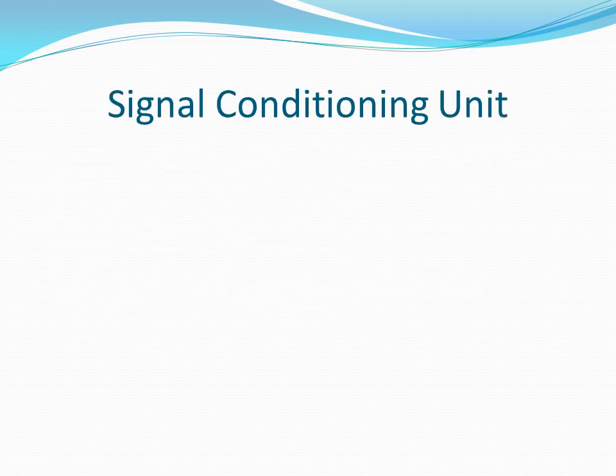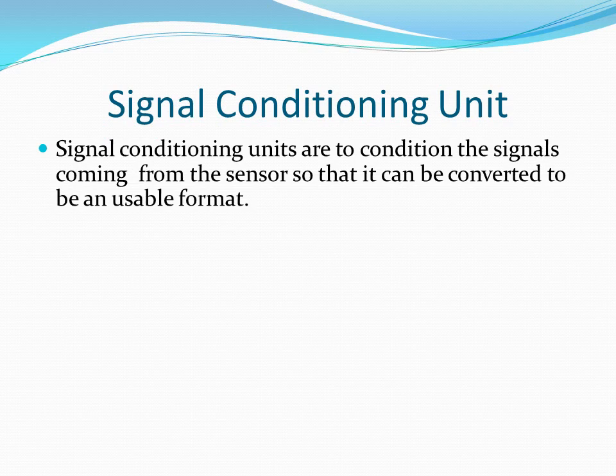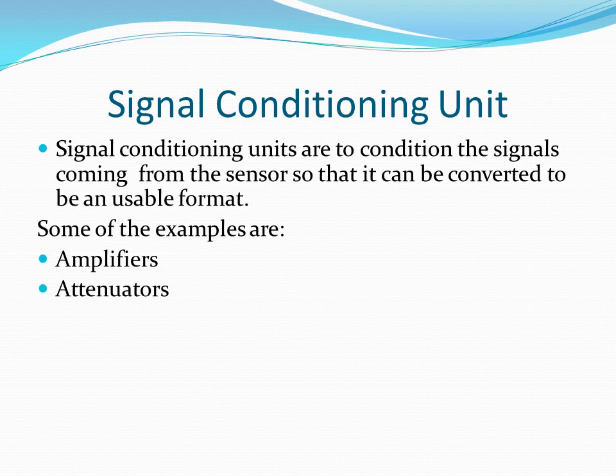We'll see what the signal conditioning units are. They convert the output of a sensor into a usable form. The signals coming from the sensor are converted into a usable format. Some examples of signal conditioning circuits are amplifiers, which increase the level of the signal, and attenuators, where the level of the signal can be decreased, and then filters. A filter takes one particular frequency range. For example, a low pass filter takes only low frequency signals, and a high pass filter takes only high frequency signals.